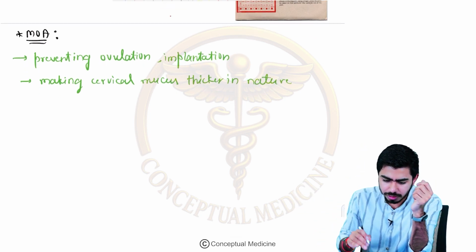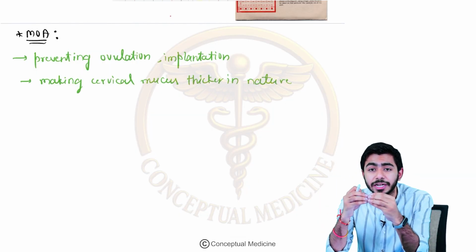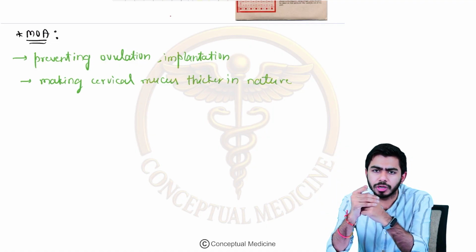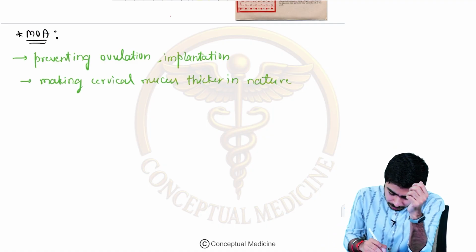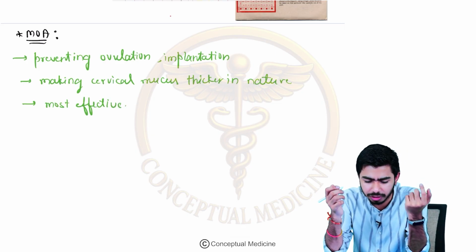Now the next point is that it has a very high effectiveness. It has 98 to 99%, even more than that, effectiveness if you talk about it. And the Pearl index is quite low over here. So guys, it is the most effective contraception we have, right? So that is the thing over here.